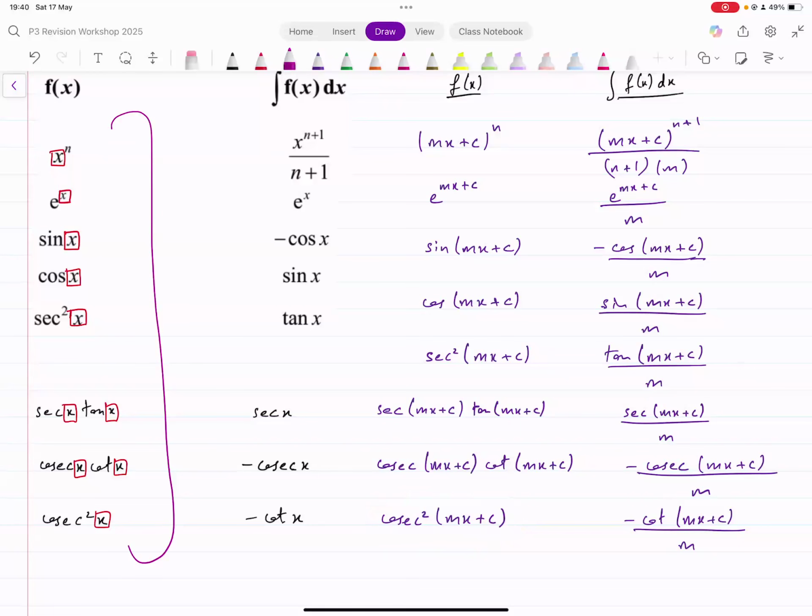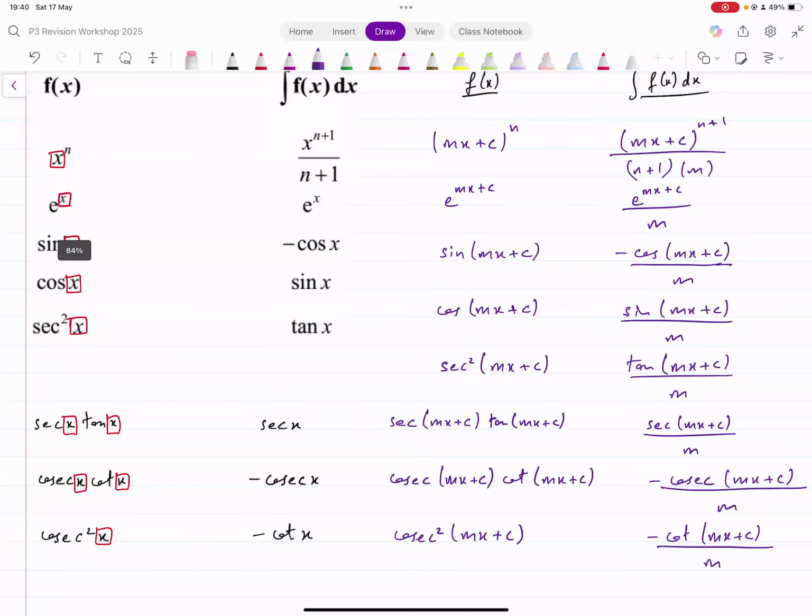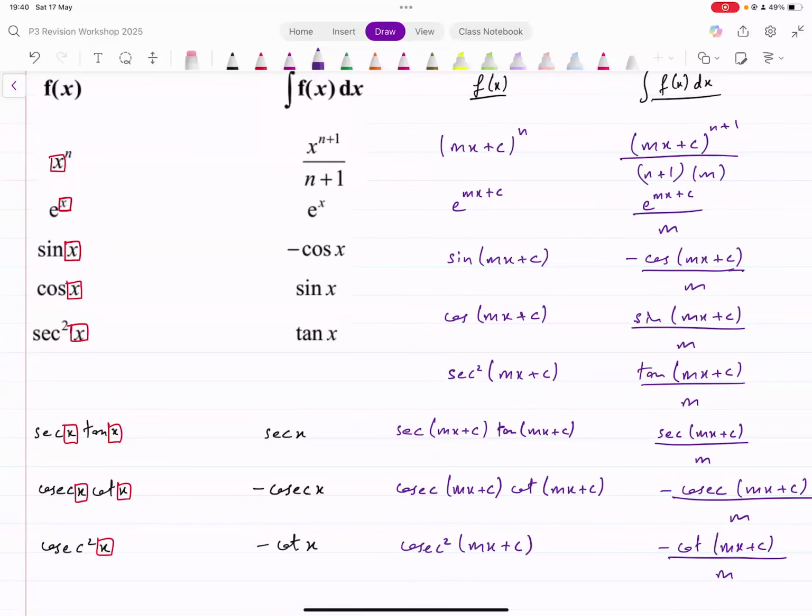Okay. Integration of secant x, that's not part of our syllabus. That will become 1 over cos x. We don't need to be able to integrate that. Okay. So these are functions that can be integrated directly. All right. And x can be replaced with any other linear expression in these. In that case, we would divide by m as well. m would be the derivative of that linear expression.